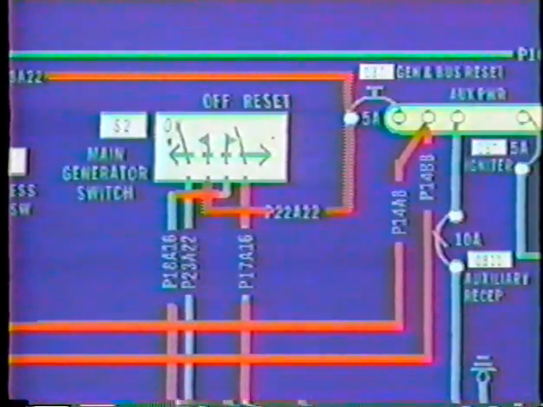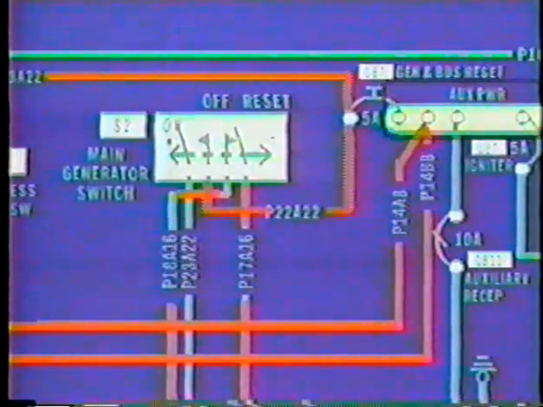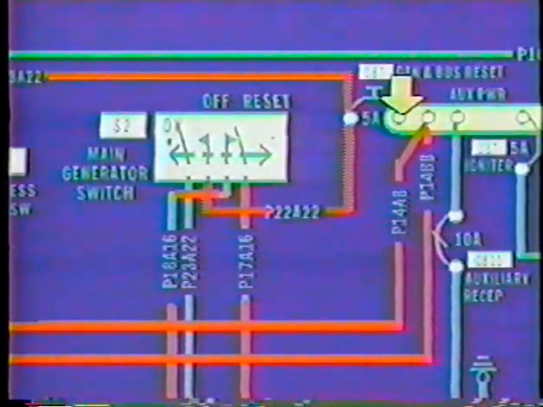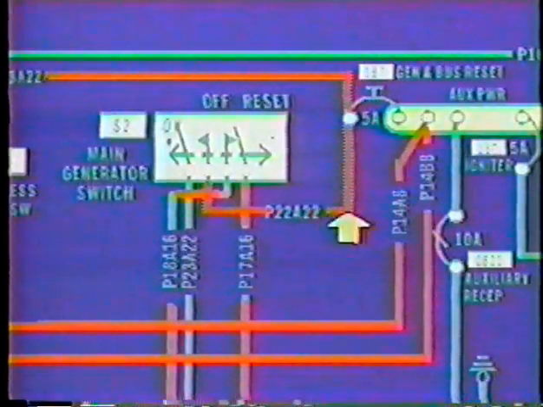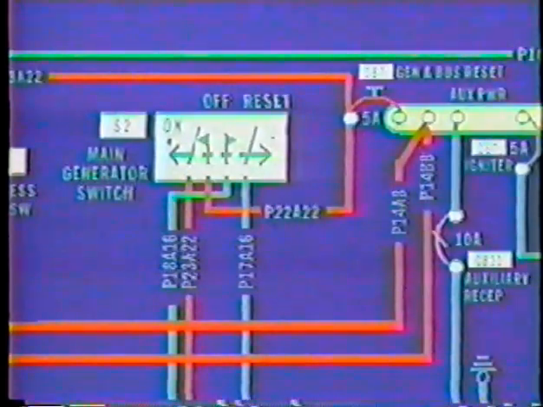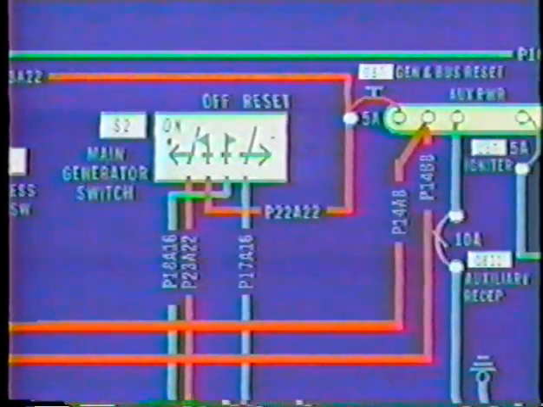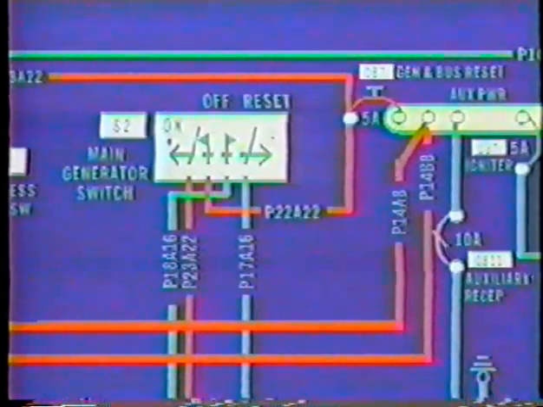To begin the field flashing trace, find the overhead console essential bus. On this bus, find the generator and bus reset circuit breaker. Go through this breaker to the generator switch. Move the switch to the reset position. This will displace both the flippers within the switch to its opposite-most position.